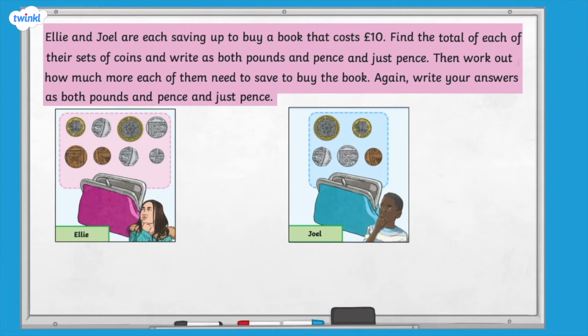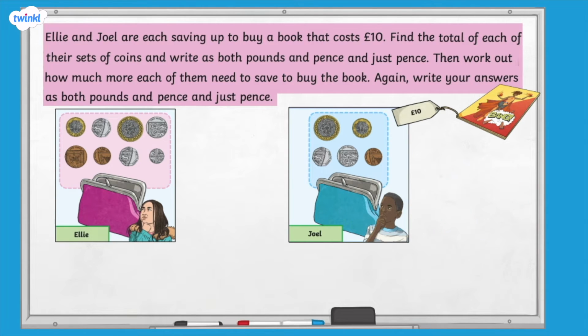Now I think you're ready for a challenge. Ellie and Joel are each saving up to buy a book that costs £10. Find the total of each of their sets of coins and write them as both pounds and pence and just pence. Then work out how much more each of them needs to save to buy the book. Again, write your answers as both pounds and pence and just pence. Pause the screen here and have a go. Press play when you're ready to continue.